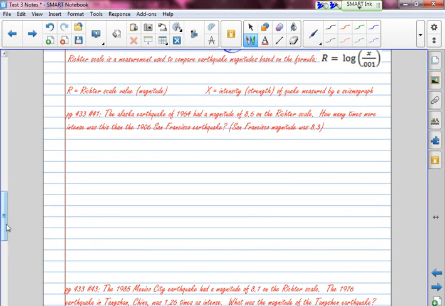Okay, now we're talking about the Richter scale. The Richter scale is a measurement used to compare earthquake magnitudes based on the formula R equals log of x over 0.001. R equals the Richter scale value, or the magnitude. X equals intensity, or the strength of a quake measured by a seismograph. So, page 433, number 41, says the Alaska earthquake of 1964 had a magnitude of 8.6 on the Richter scale. How many times more intense was this than the 1906 San Francisco earthquake?